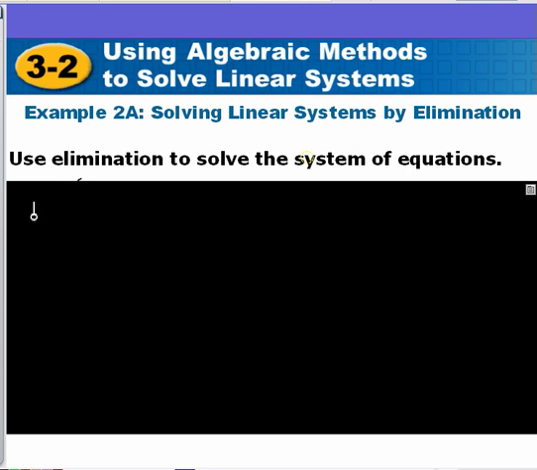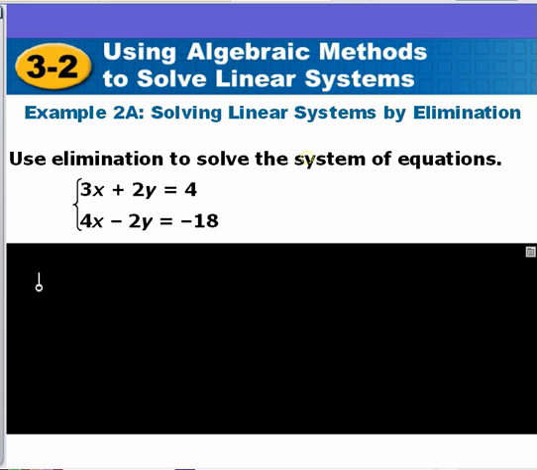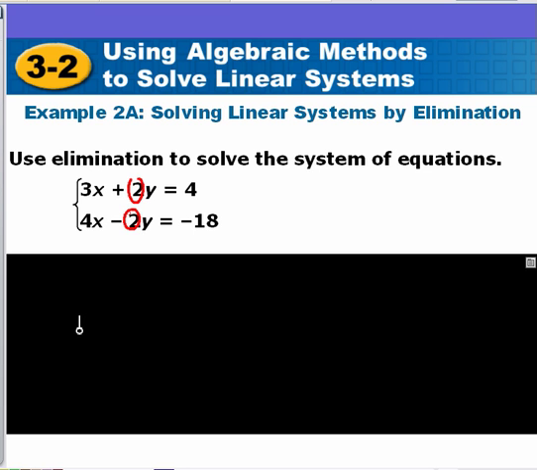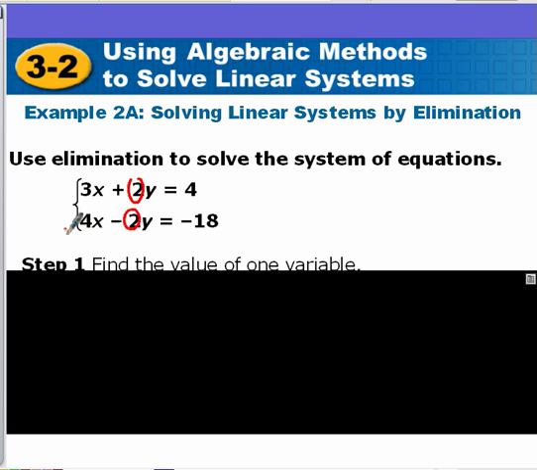Use elimination to solve the system of equations. Here's our system. This one is fortunately about as easy as you can get for elimination. You have the same number in front of your y, and better yet, they're actually opposite signs, which is ideal because then we're able to add the equations as opposed to subtracting. And I see when students subtract equations, things sometimes get messed up because they forget to distribute the subtraction to all the terms. So here it's just a matter of adding the two equations.